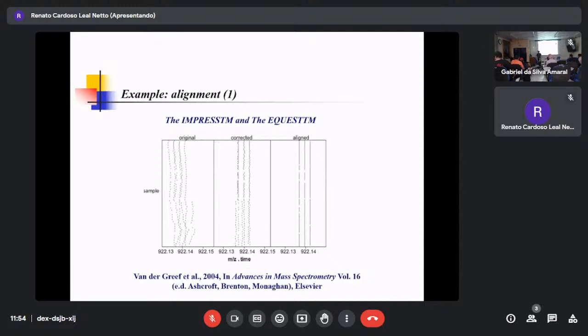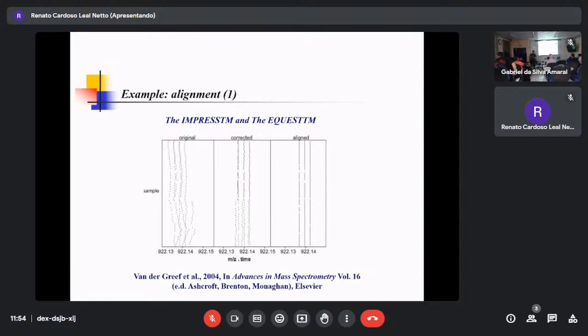NMR alignment, I will show you later. Instead of this algorithm, I will show you how to align NMR. We are using binning data, and for glucose they are also using binning data. You understand? Yeah, of course you understand.